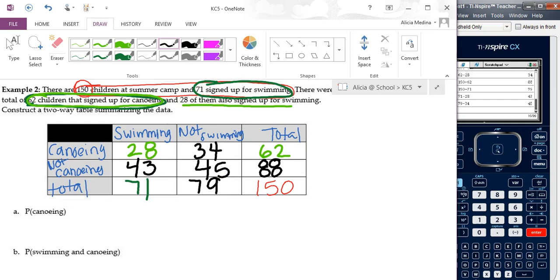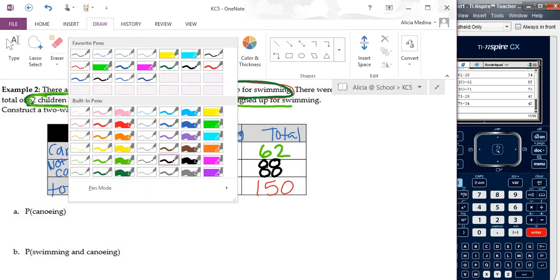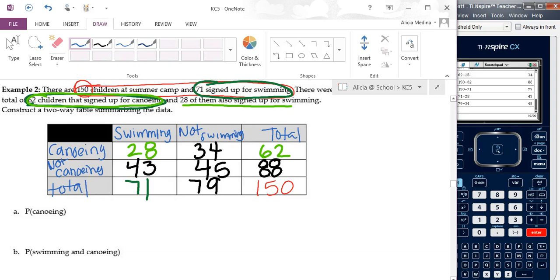All right, so now I just kind of simply answer all my probabilities. So right here, it's telling me, what is the probability of canoeing? Well, how many people were canoeing? That would be 62 out of my 150. Again, always remember you need to simplify. And again, you just type in 62 divided by 150 in your calculator, and you will get 31 over 75. So that is the probability.